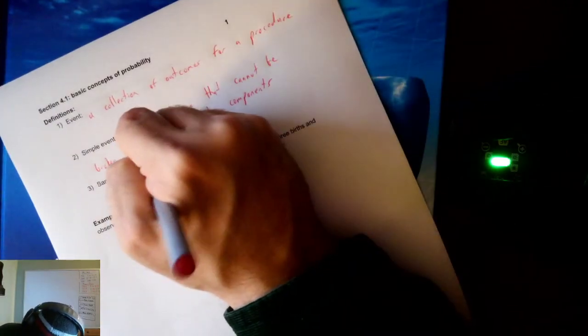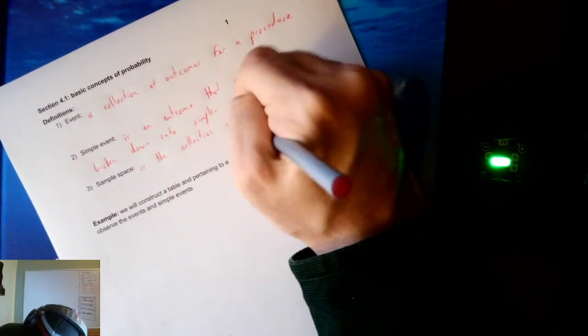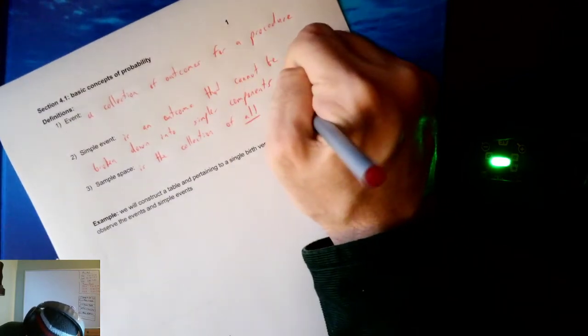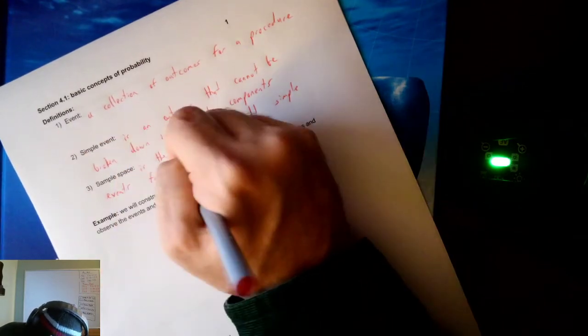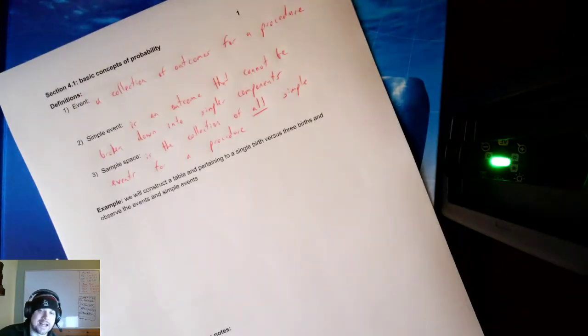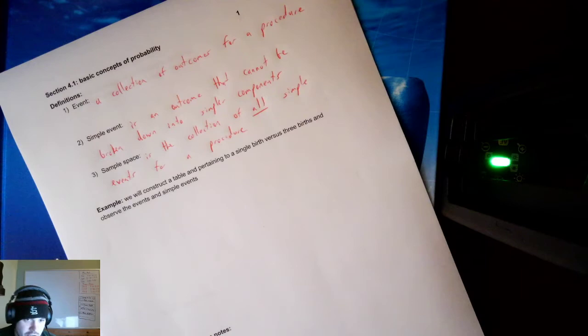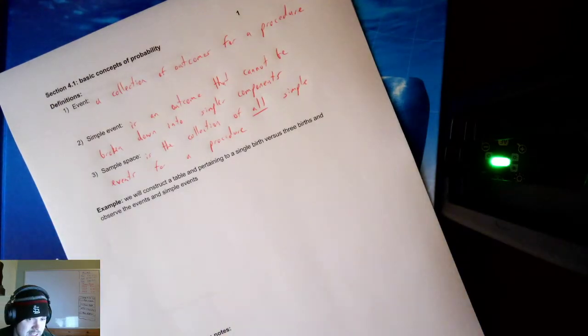And a sample space is the collection of all simple events for a procedure. The sample space is all possible simple events for that procedure. That is what a sample space is. So if you're rolling a die, my sample space should be 1, 2, 3, 4, 5, and 6, because that's the collection of all possible simple events, right?